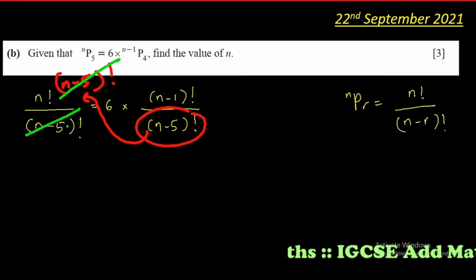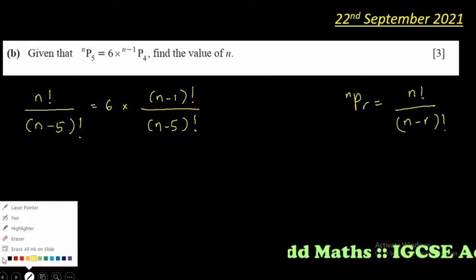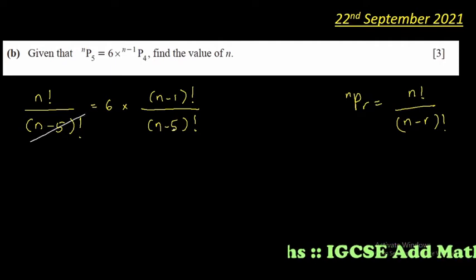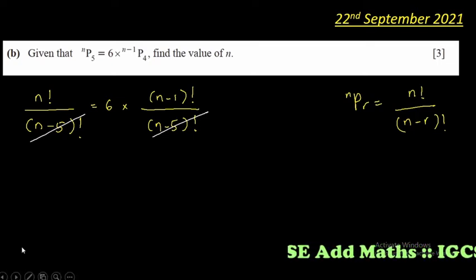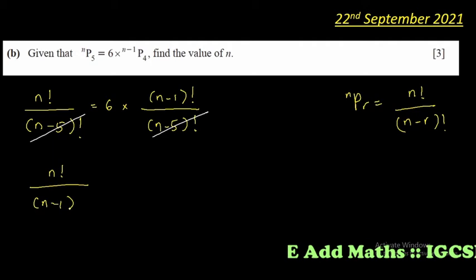That's why. So for this, I will cancel this. I cancel, no more already. And then the n, you group them at your left side here. So what you will get here is n factorial over n minus 1 factorial equals 6.